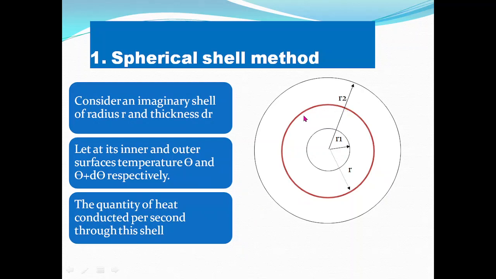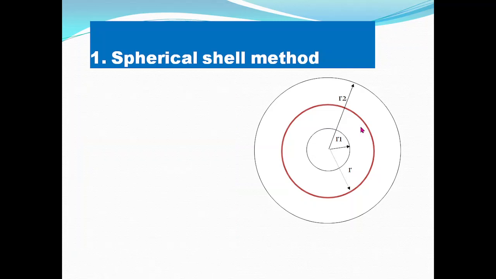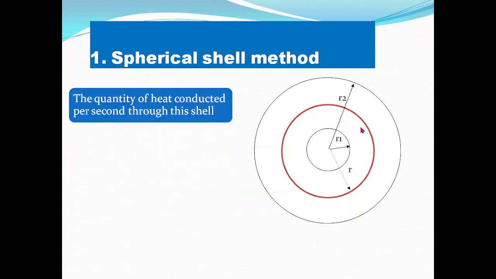Let us consider an imaginary shell which has radius r and thickness dr. Let the temperature of the inner side of this shell be theta and the temperature of the outer side be theta plus d theta. The quantity of heat conducted per second through this shell is given by Q equal to minus K A d theta by dr, according to the definition of conductivity.